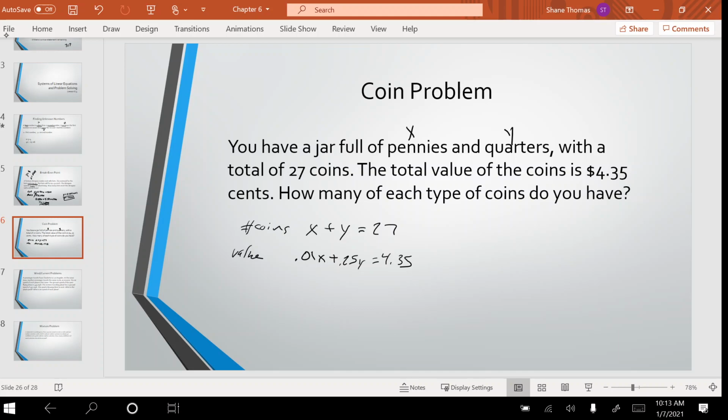Okay? Now I really don't want to deal with this in decimals, do you? So let's multiply everything in that equation by 100. Multiply by 100, so now I have 1x plus 25y equals 435. Did I change the value of that equation? No. I did the same thing to everyone. Did I change what my final answer is going to be?